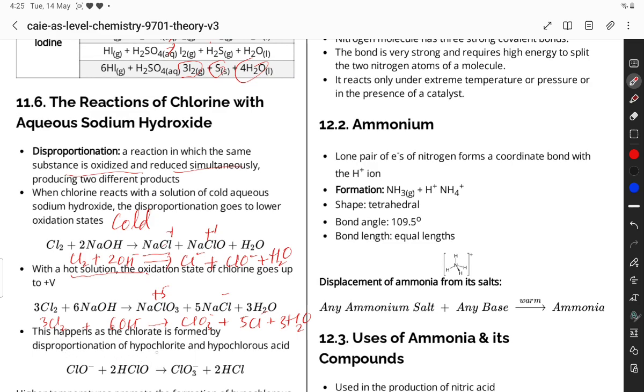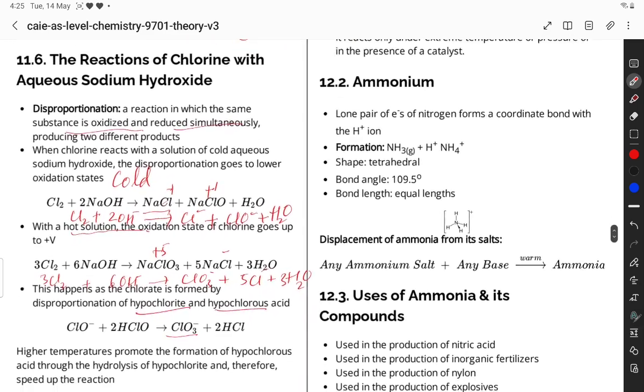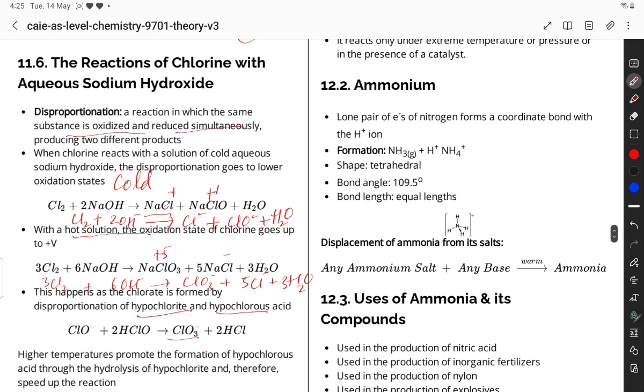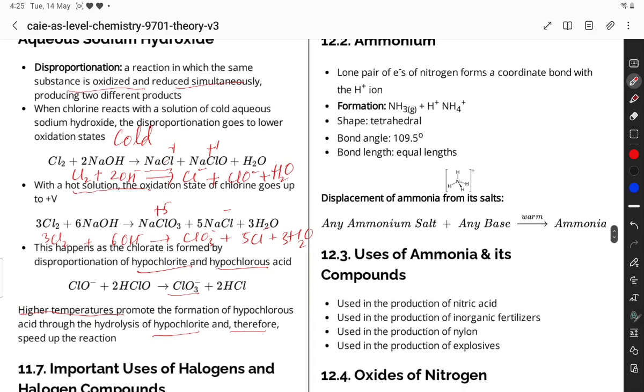Disproportionation of hypochlorite and hypochlorous acid: ClO negative plus HClO to form ClO3 negative. This is also a very important reaction. Higher temperature promotes the formation of hypochlorous acid through the hydrolysis of hypochlorite, and therefore speeds up the rate of reaction.